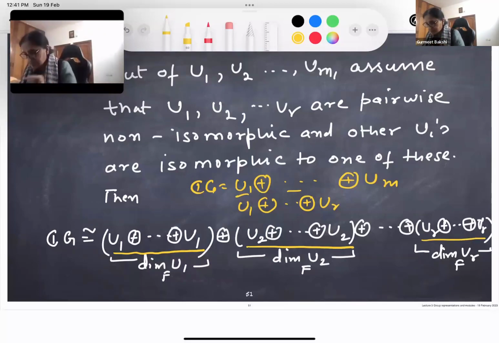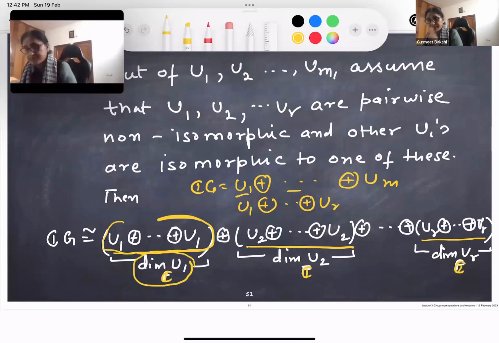So this step says that the number of copies of U1 that will come is the dimension of U1 over C times. Here again, C being an algebraically closed field is used. Otherwise, if your field is not algebraically closed, then how many times it is repeated is not this number. It will be less.